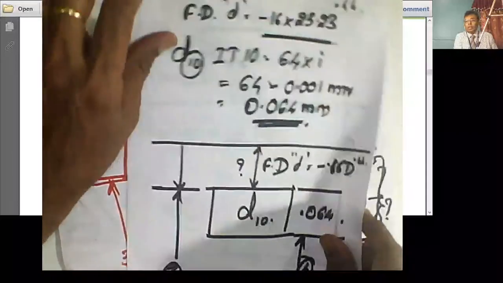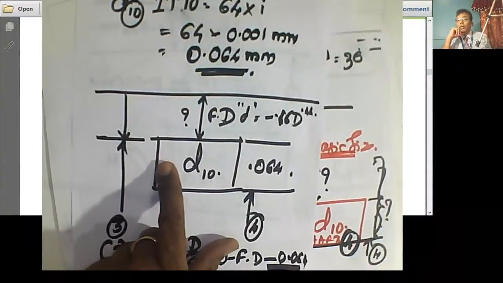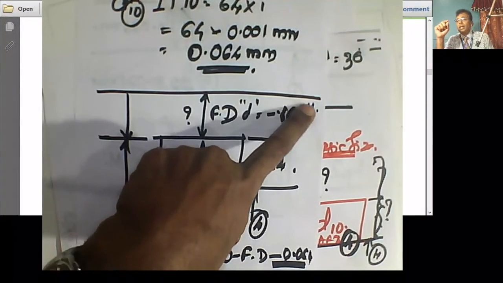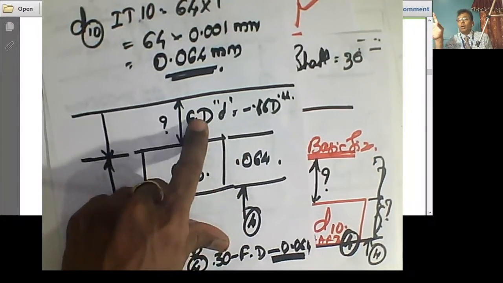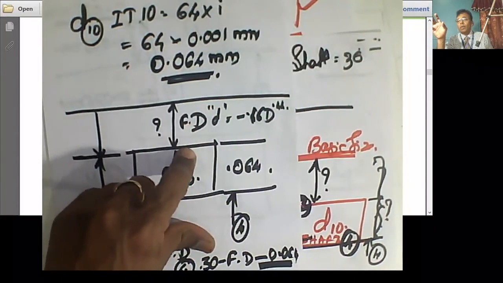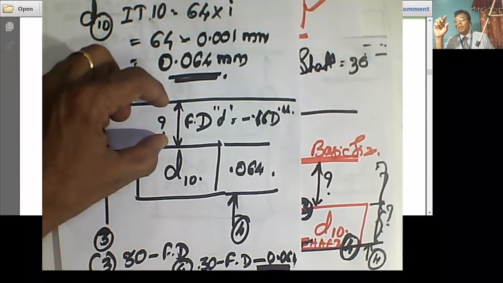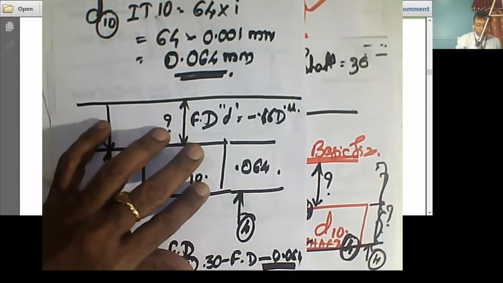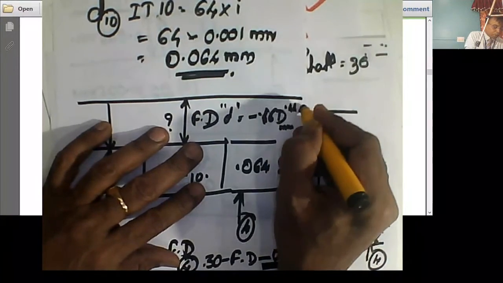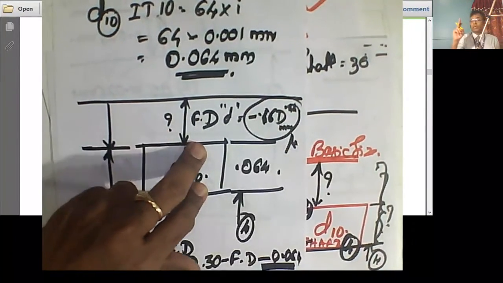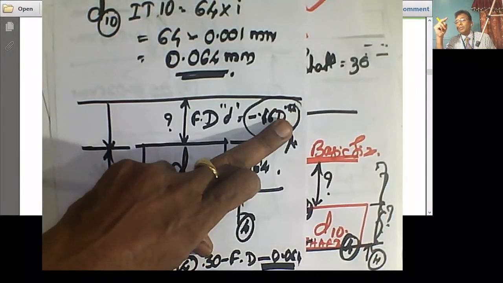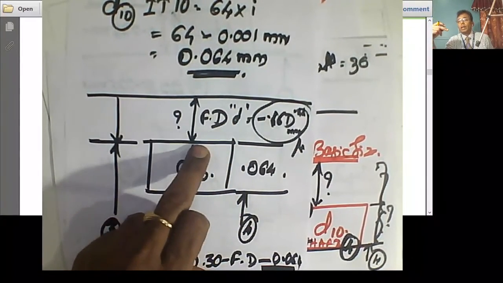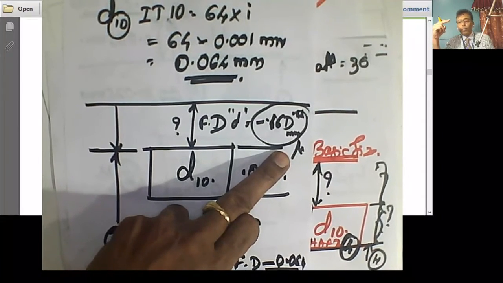Yes, have a look. Shaft part, draw the sketch. Shaft is below basic line size. FD is minus 16 D to the power 0.44. It is already given in the numerical. All you need to do is substitute the D value, and once you get this, you get the fundamental deviation. What you get here is in microns. Please note, D is in mm, and the answer is in microns. This is a mistake we make. Normally students substitute this in millimeters and assume the answer is in mm. No, the answer is in microns.